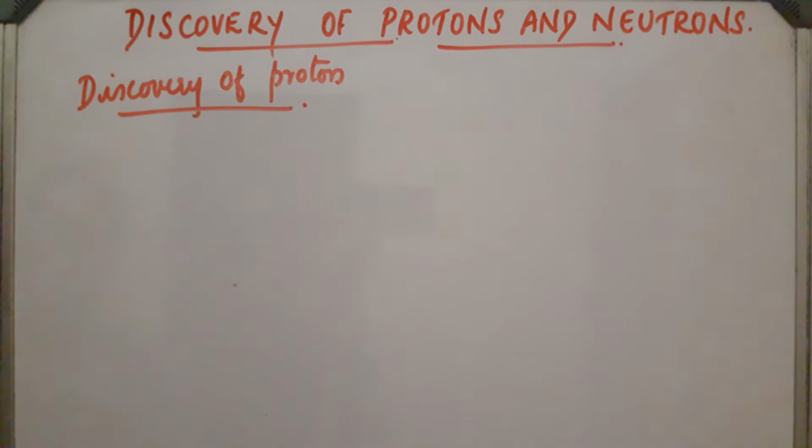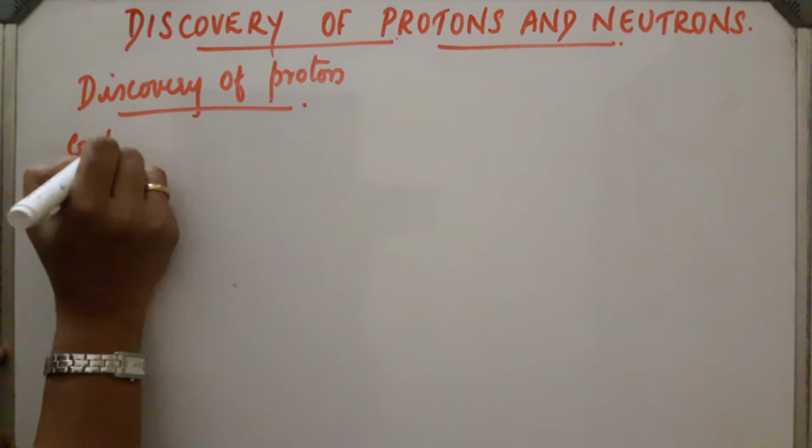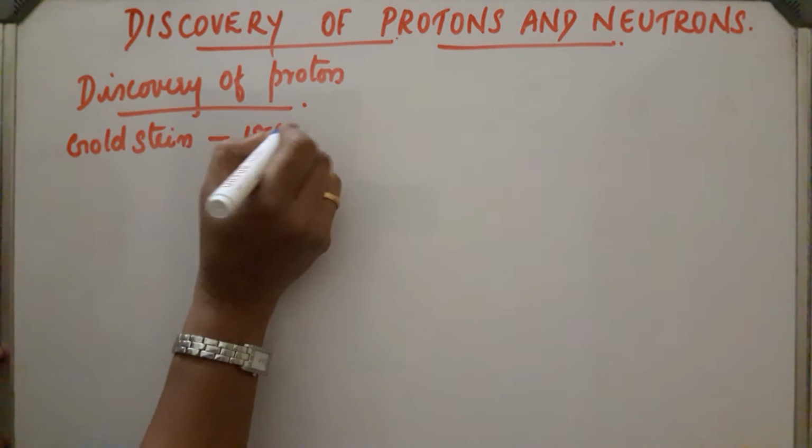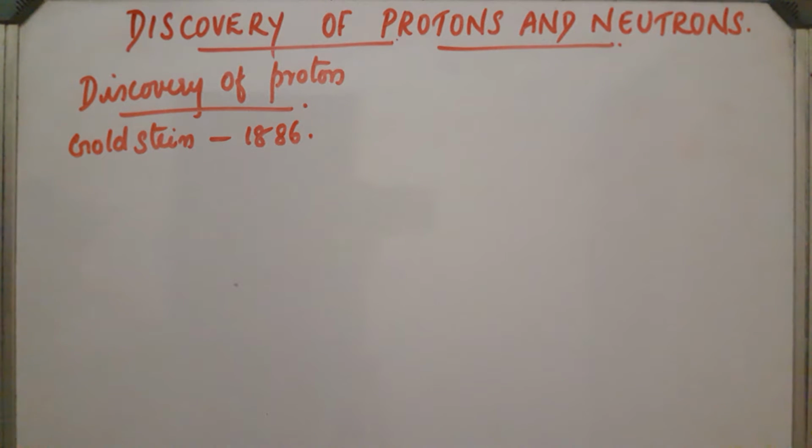Discovery of protons and neutrons. First, discovery of the proton. The existence of positively charged particles in an atom was discovered by Goldstein in the year 1886.